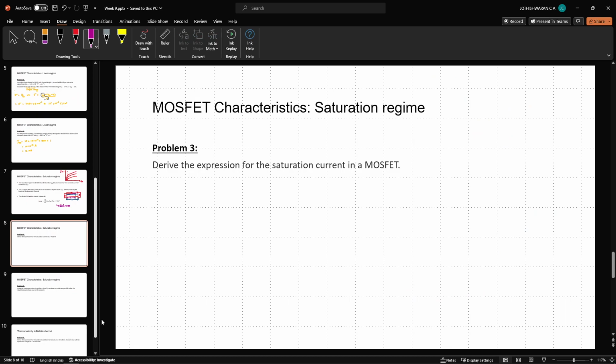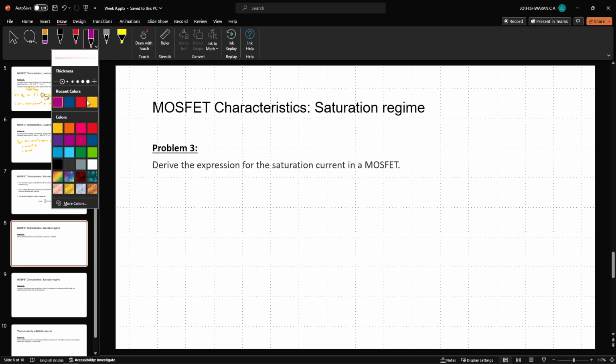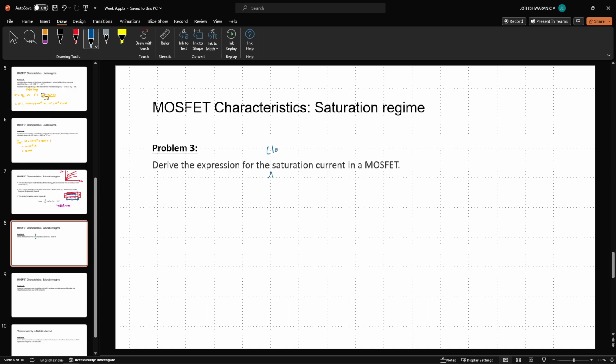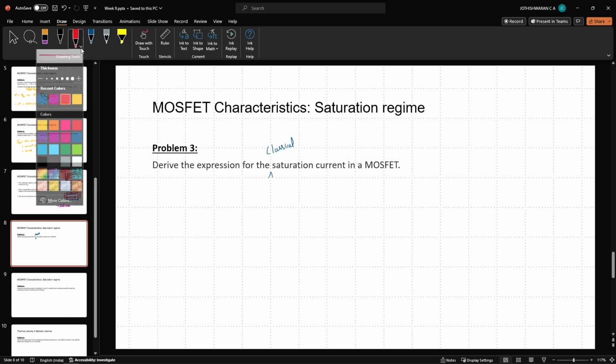Okay, so now moving on to our next problem. First we have to derive an expression for the saturation current in the MOSFET. Again, classical saturation current. Now, why am I doing this derivation? This will cover all the relevant concepts that we need to understand in order to solve the assignment questions for this week. Okay, so let me switch back to the new color choice of this week.